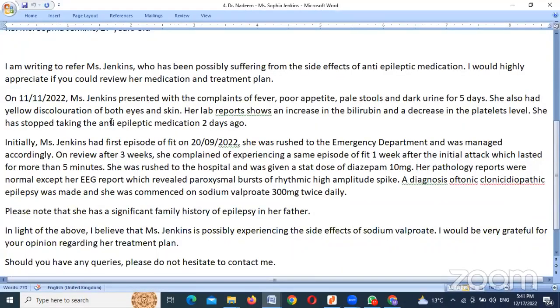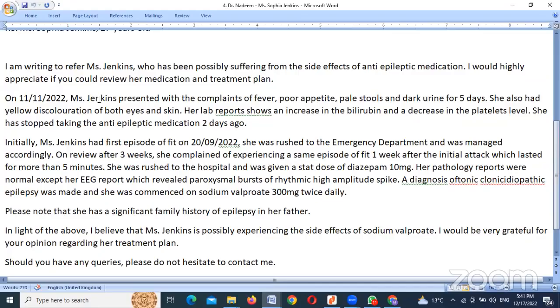Okay, I'm writing to refer Miss Jenkins, who has been possibly suffering from, is not good. I already mentioned the side effect is happening. "I would be highly appreciated" is not commonly used. "It would be highly appreciated" is used. Even this expression is not commonly used in the purpose. Please avoid it. If you could review her medication and treatment plan.